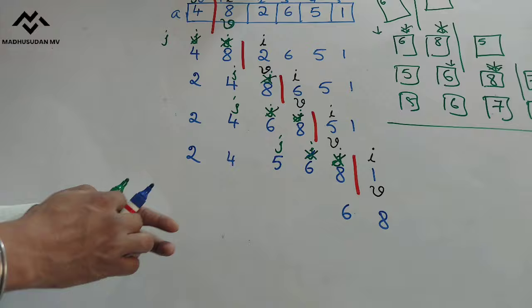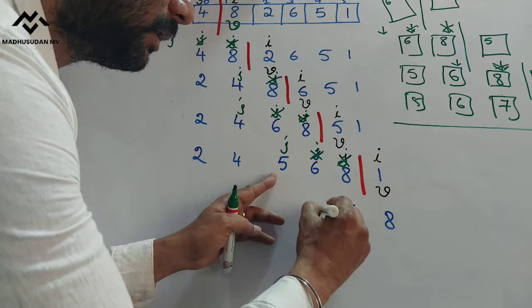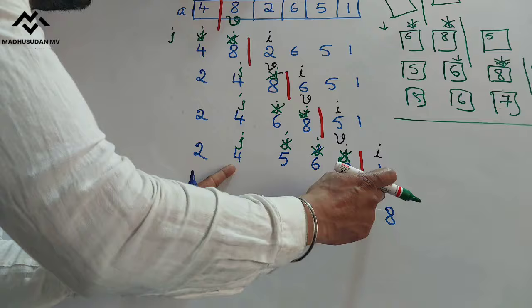Now, again, is the jth element greater than the value? True. In front of the j position, keep the jth value. The jth value is 5, so in front of that position I'm keeping it. So, decrement j. Again, the jth element is greater than the value, true. In front of j, keep the jth value. The jth value is 4. So, decrement j.